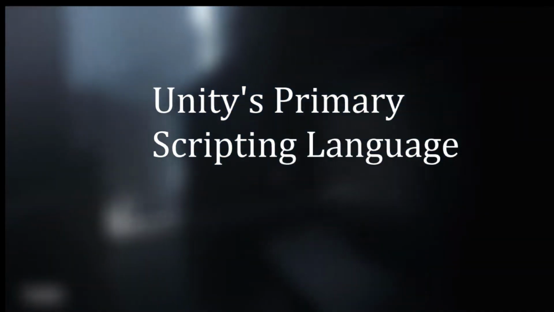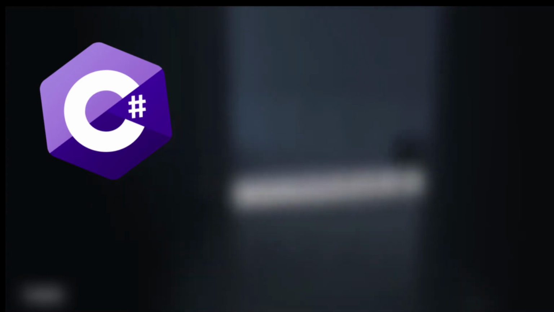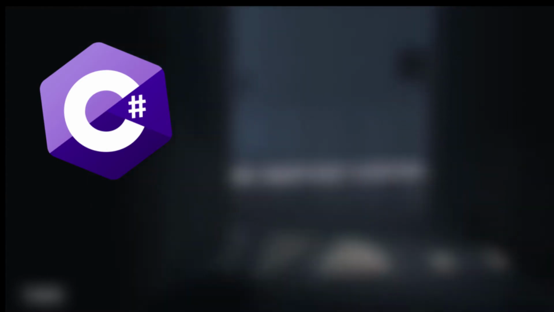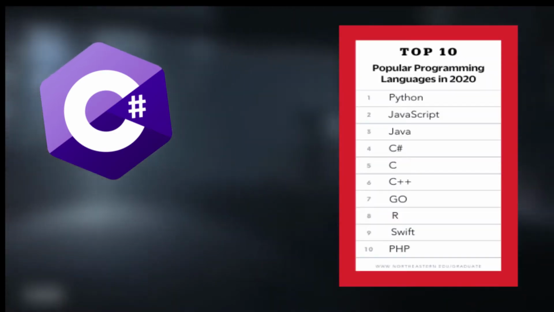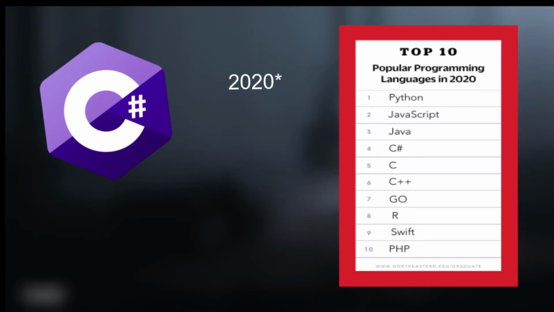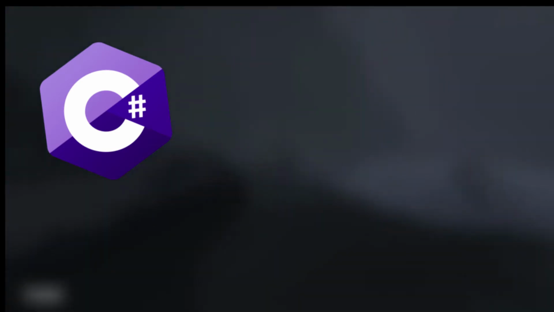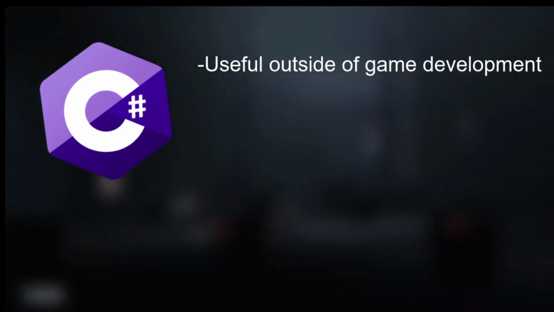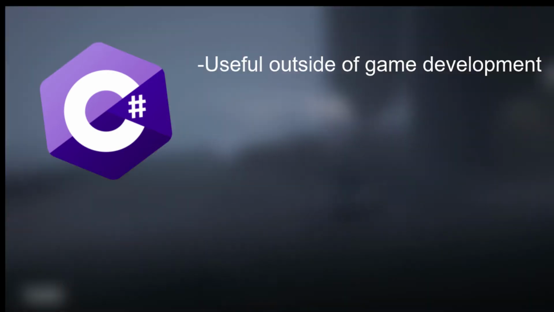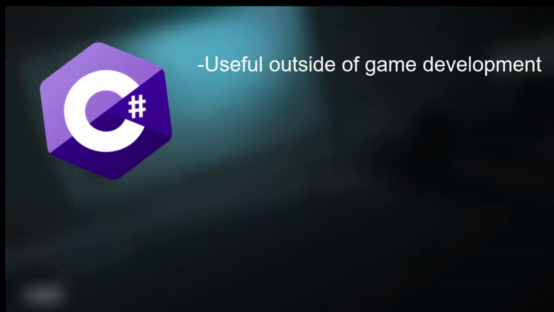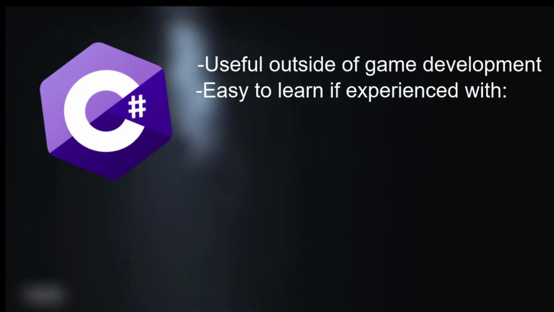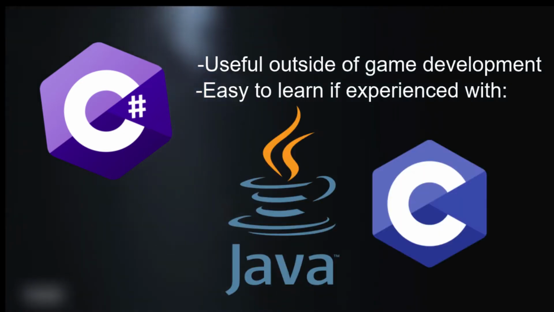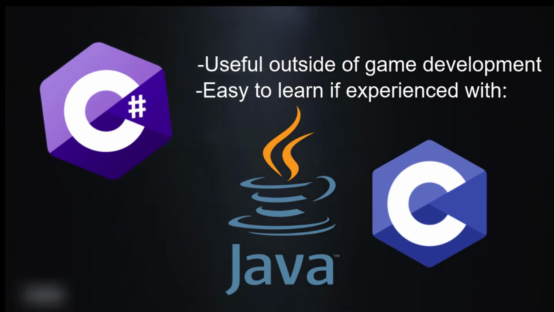Unity's primary scripting language is C#, which, if you are unfamiliar, is a coding language made by Microsoft. C# is one of the top 5 most used languages as of 2021, even outside of game development. Meaning learning the language can be useful in the software development industry as well. C# is an easy to learn language if you already have experience with Java or C, as a lot of the syntax remains the same.